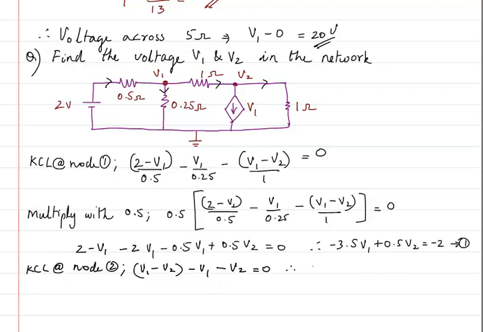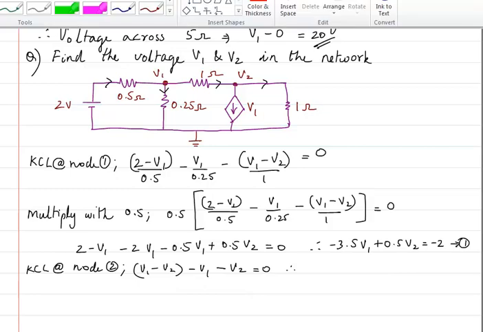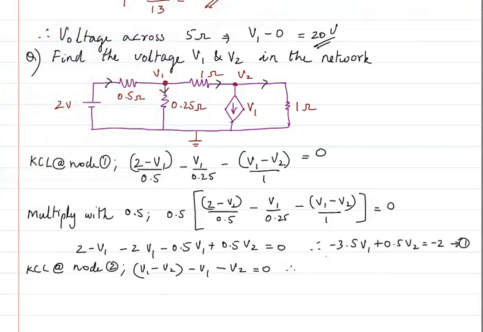V1 minus V1 will basically cancel off. As you can see, V1 minus V1 is going to be 0, so V1 is not going to be there. What is now remaining is minus V2, so minus 2 times V2. Therefore minus 2 times V2 is equal to 0, or V2 is equal to 0. Since I have found V2, there is no need to use the calculator here.